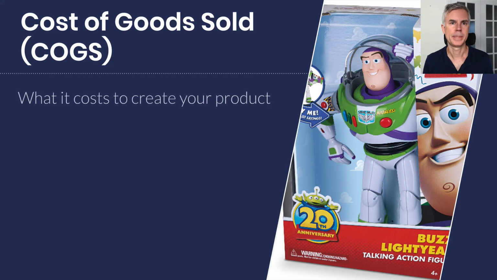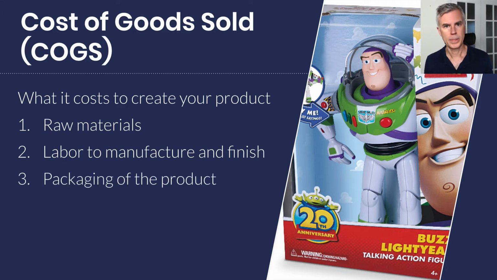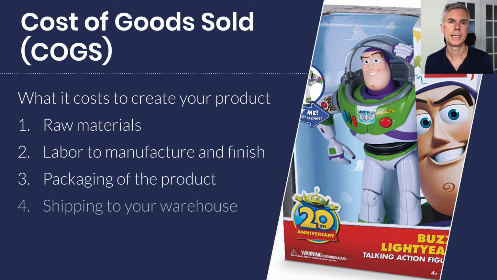So in a traditional business, the cost of goods sold is what it costs to create the product. So when we look at this packaged toy, it's the raw materials that go into the toy and the packaging, the labor to manufacture and finish, putting the toy inside the package, and then shipping everything to your warehouse. And that's kind of the traditional cost of goods sold. It's not the cost of delivering the product to the customer.